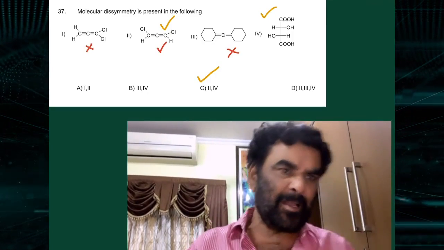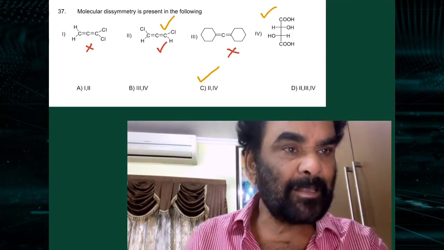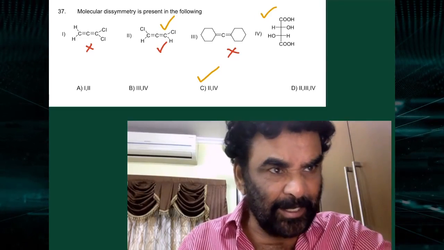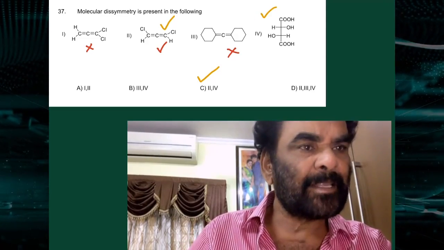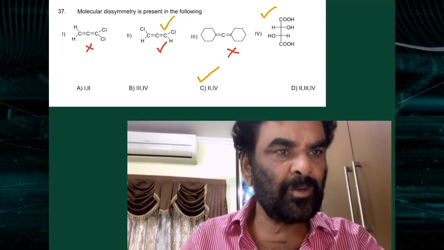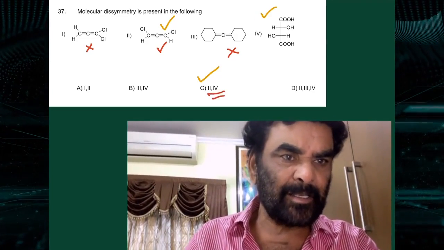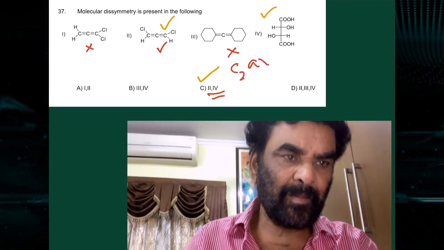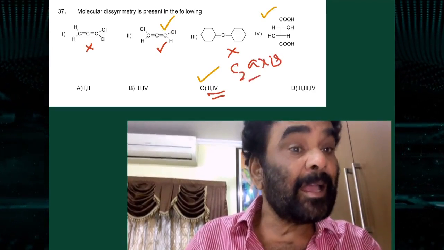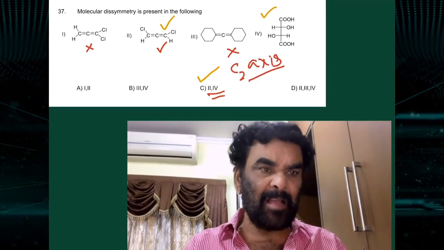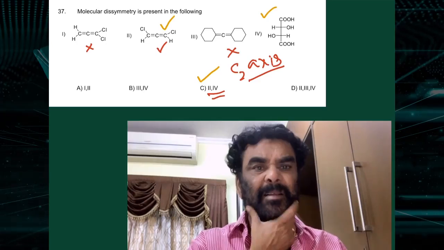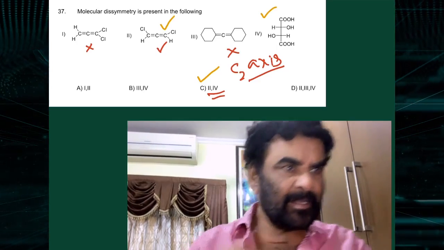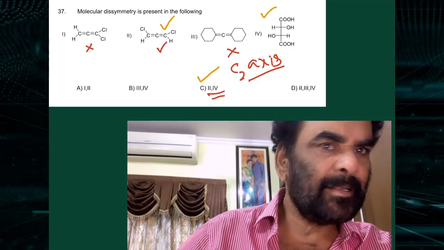This is a chiral molecule. On rotation by 180 degrees, this will become this and this will become this. The C2 axis is present. So 2 and 4 have the C2 axis. A chiral molecule needs a C2 axis. A chiral molecule with a C2 axis is called a dissymmetric molecule.